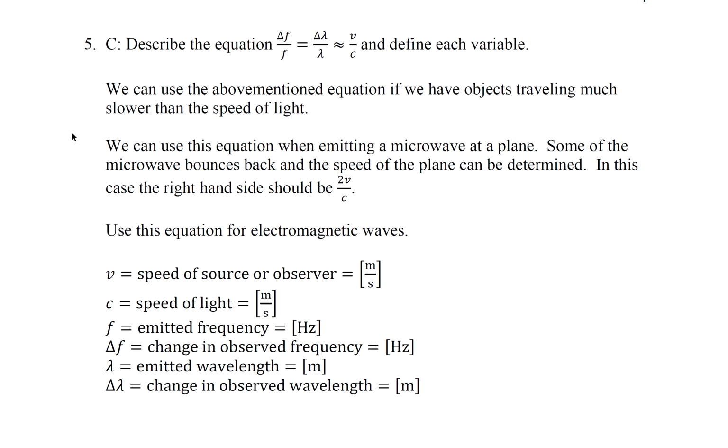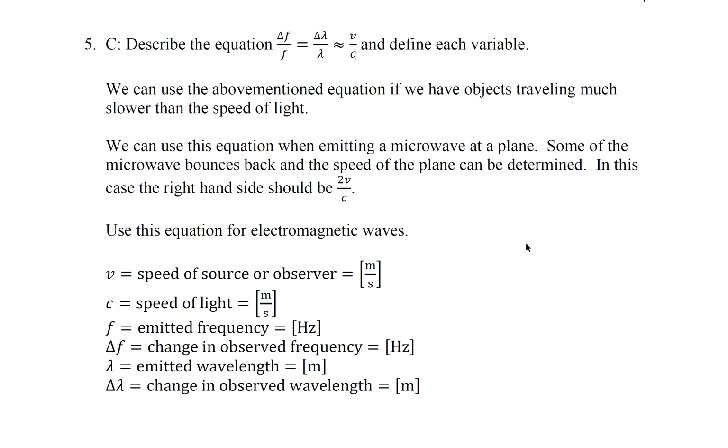Question 5. Describe the equation delta f over f equals delta lambda over lambda equals about v over c and define each variable. So we can use the above mentioned equation if we have objects traveling much slower than the speed of light. We can use this equation when emitting a microwave at a plane. Some of the microwave bounces back and the speed of the plane can be determined. In this case, the right hand side should be 2v over c. So use this equation for electromagnetic waves here.